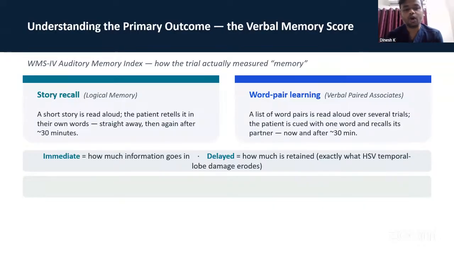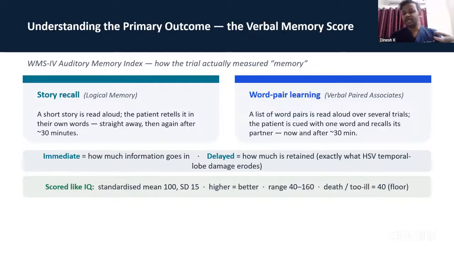So immediate is how much information goes in. Delay is how much is retained. This is where exactly the HSV can damage. With that, the verbal memory score ranges from 40 to 60.